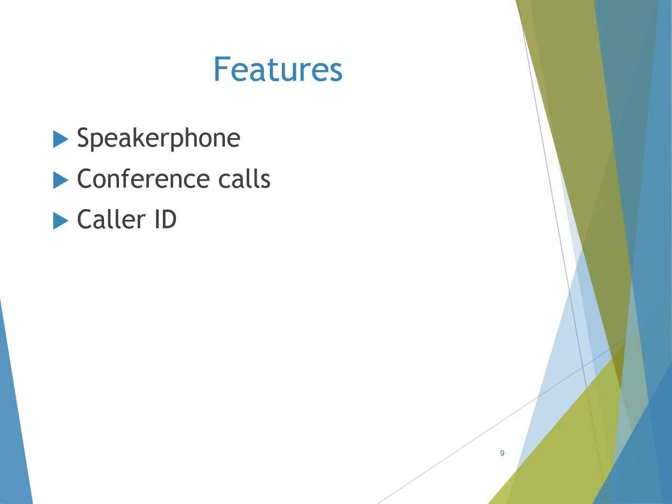Caller ID allows the user to see who is calling before he or she picks up. Sometimes this works in the office. Sometimes when you're transferred from another line, that feature is not available.